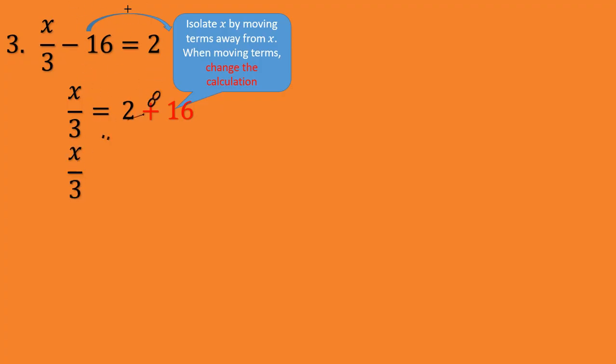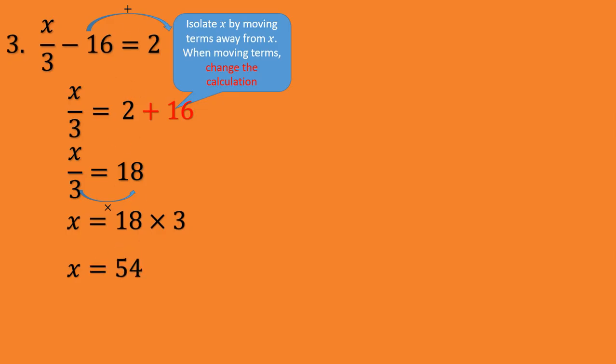The next step would be to get rid of the 3 now. 2 plus 16 will give me 18. Again here, isolating x, we've got divided by 3. So if you want to move this 3, we have to now do the opposite calculation, which is divide; the opposite is multiplication. So it's going to be the x, remove the 3, take it over, it will be multiplied by 18, and that will give me x is equal to 54.